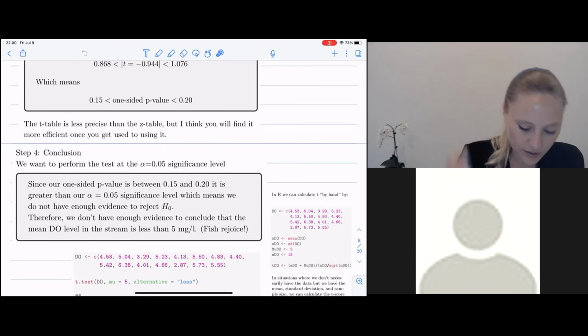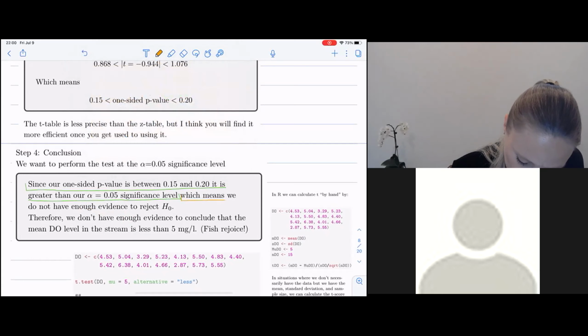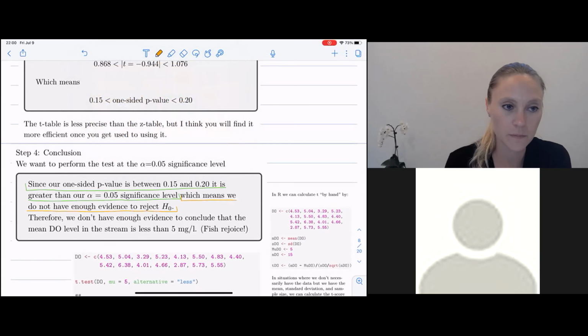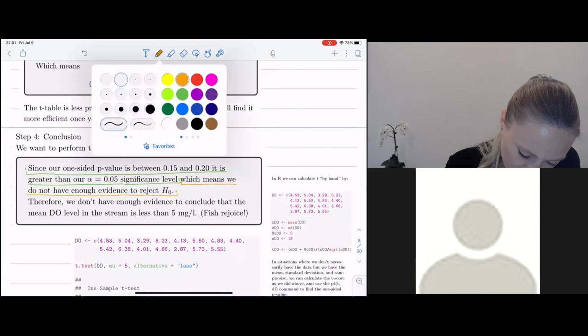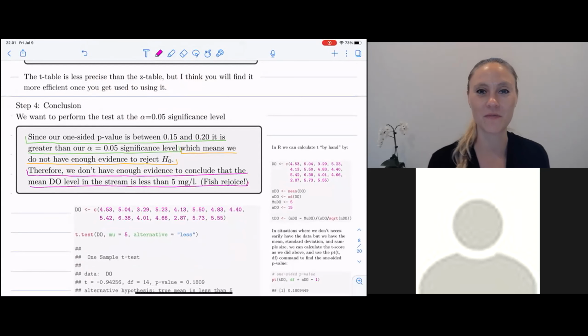Remember, there were three parts to the conclusion. So this is part one. And then your conclusion in terms of H naught is part two. Either you have enough evidence to reject H naught or you do not. And the last one, I'll use pink here, is of course your conclusion in terms of the question. So what does it mean in terms of this question?